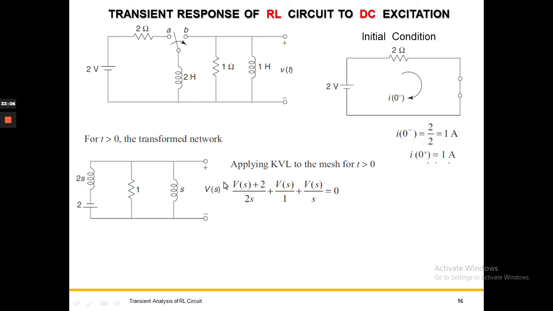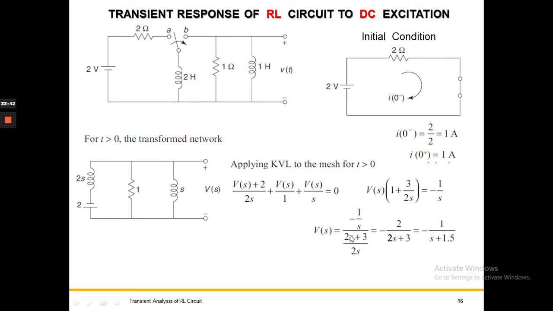After t is equal to 0, apply KCL. This node voltage is Vs. Current through this will be this potential minus this potential. This potential is Vs, and this potential is minus of minus 2, plus 2 divided by S. Then current through this will be Vs divided by 1, and current through this will be Vs divided by S, is equal to 0.